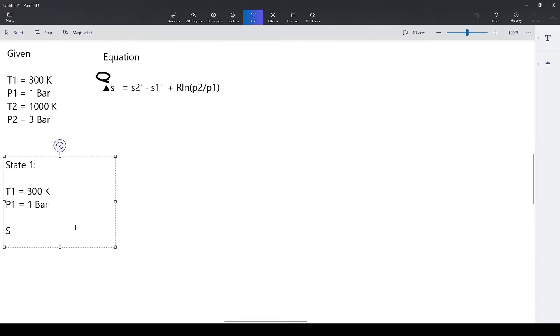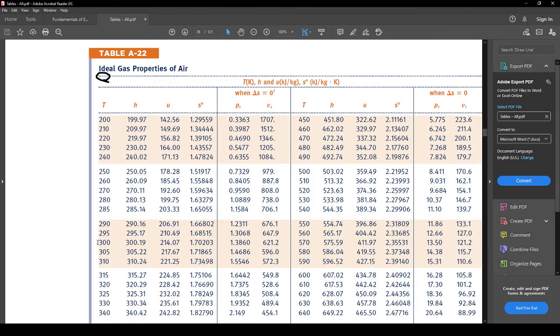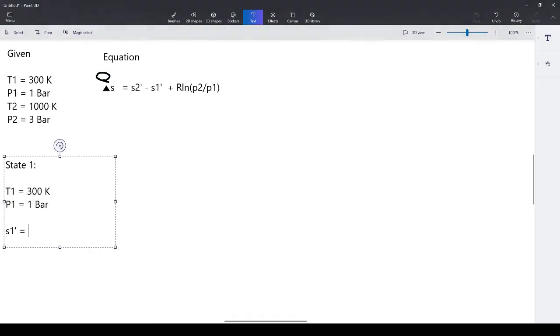So we can say S1 prime is equal to, you go to the table here. If you go down, remember our first temperature was 300. So we slide across here and you pick up 1.70203. So right here, 1.70203. Okay. And this is in kilojoules per kilogram.